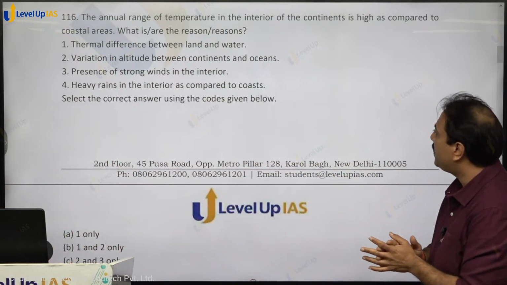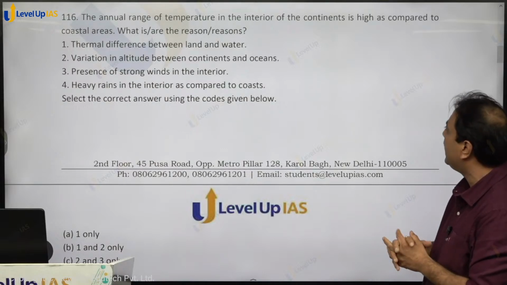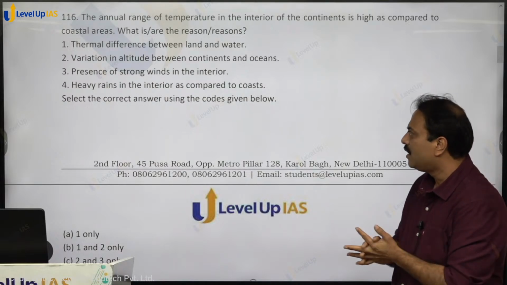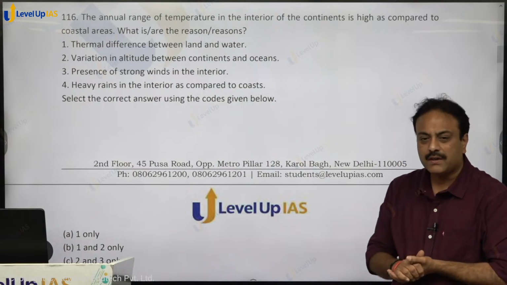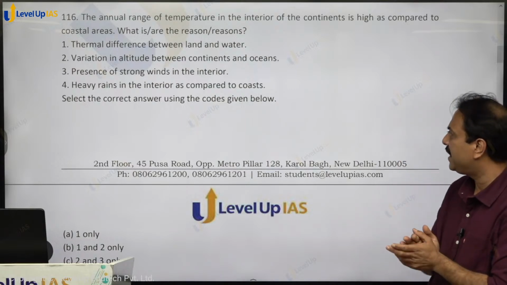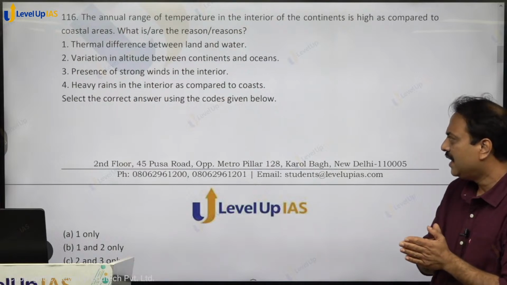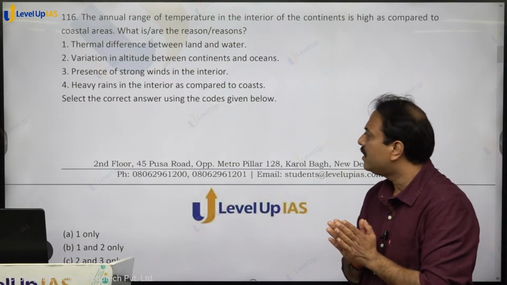The annual range of temperature in the interior of the continents is high as compared to coastal areas. What are the reasons for that? The annual range of the temperature in the interior of the continents is high. Thermal difference between land and water.